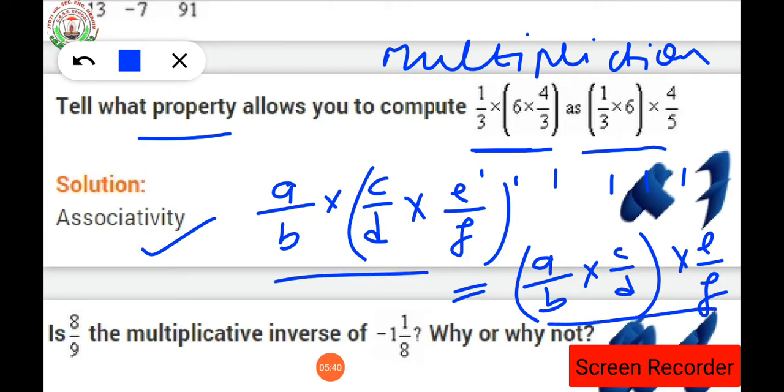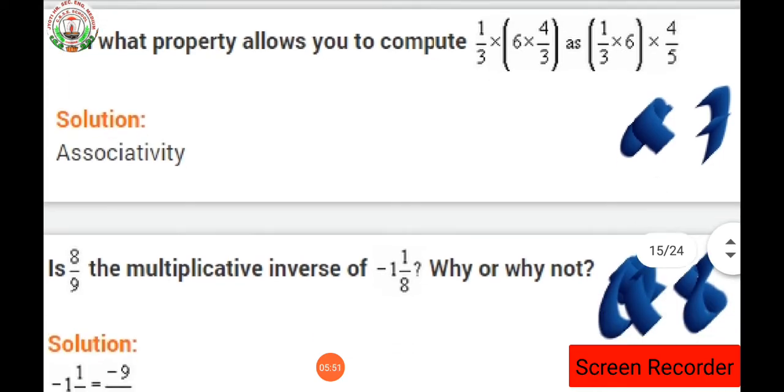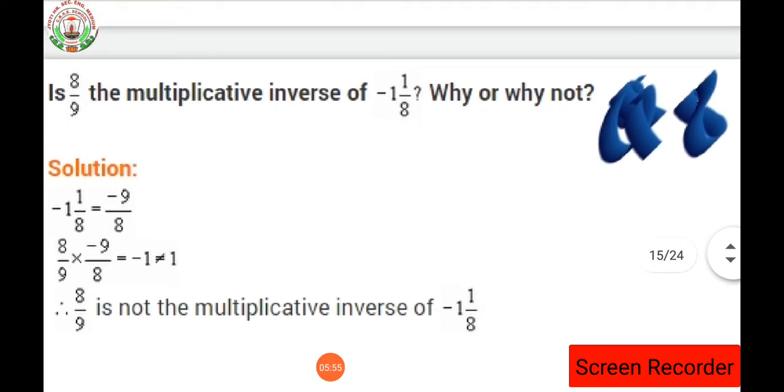Now can you tell which property it belongs to? It belongs to the associative property. Have you understood now? So you have to remember what the property says, okay? Then only you can recognize which property the equation belongs to.